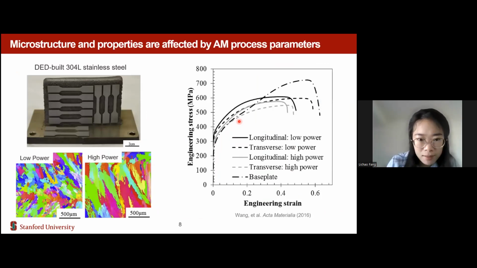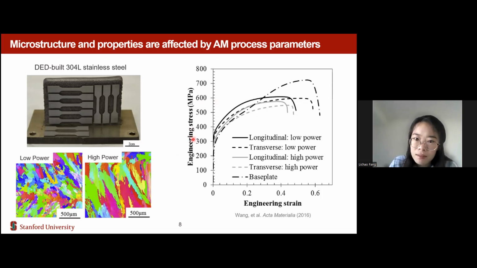Here is an example from the literature, from this paper. These are several samples built by the DED process, and the material is stainless steel. As we can see, we can look at some locations from the samples and look at the microstructure. At the bottom, the right-hand one is a BSD microstructure for the case with high power, while the left one is a microstructure for the low power case. We can see that the microstructure for the high power has a much larger grain size than the low power case.